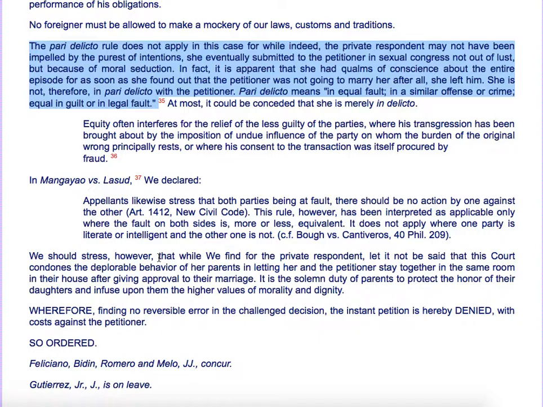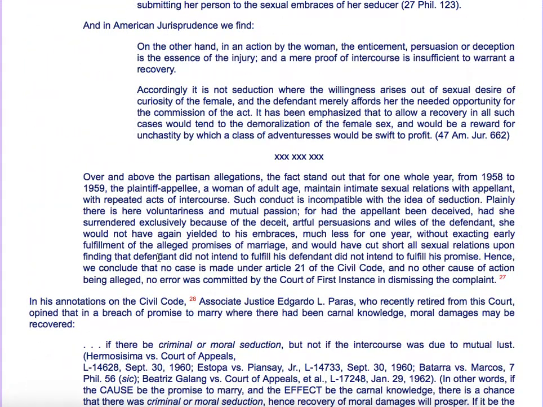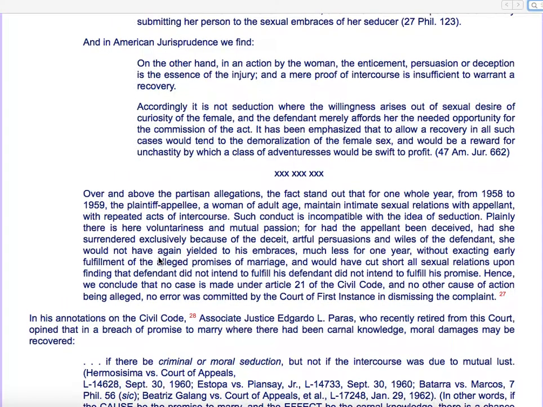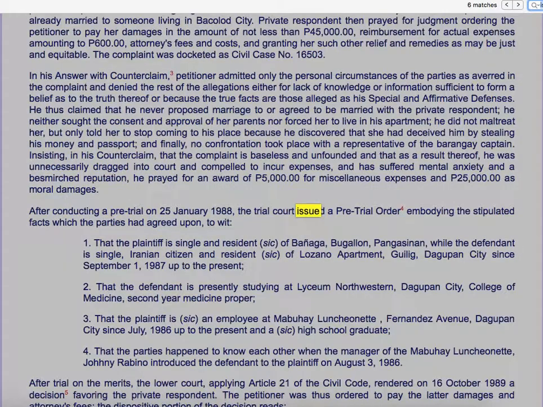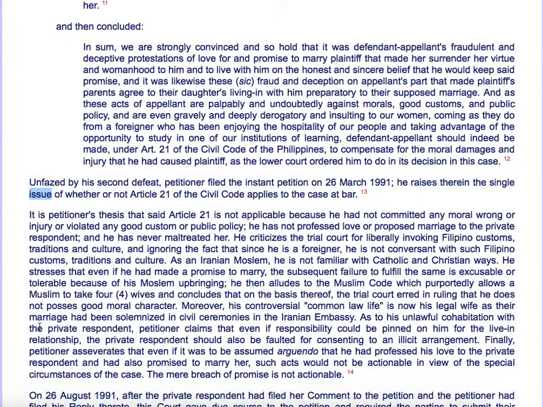Let's take 5 steps back. The issue is not written completely here. Issue. Okay? So, maganda, Command F kayo or Control F. Hanapin yung issue. Yan, nakikita nyo. He raises therein the single issue of whether or not Article 21 of the Civil Code applies to the case at bar. So that's the issue. That's the thing you put in your digest.